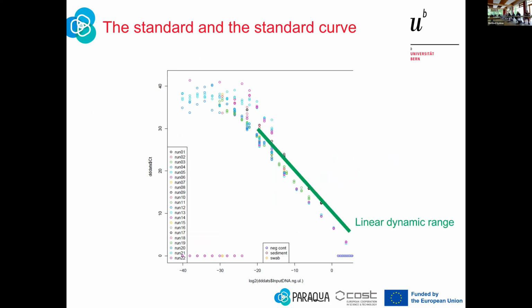Okay, so now we have the standard curve. This is the linear dynamic range. This is the range where every increase in DNA concentration leads to a decrease in CT. And again, it's a correlation, right? It's a linear correlation.